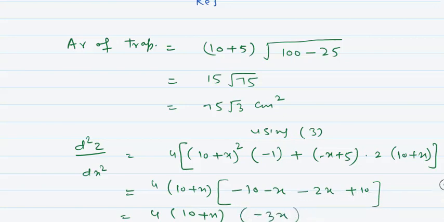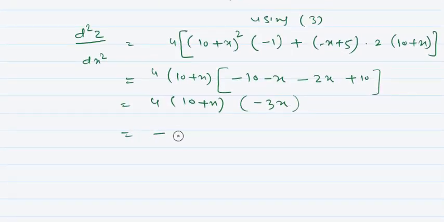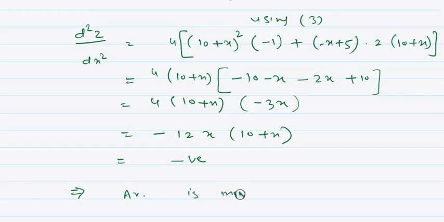Now it is very clear that we are having minus 12x into 10 plus x. As x is a positive quantity, clearly when you place x over here, certainly you will get the double derivative as negative. And what is the meaning of a negative double derivative? It means the area is maximum. I have taken different types of problems to make all the concepts clear to you, and I hope you all understand it very well.